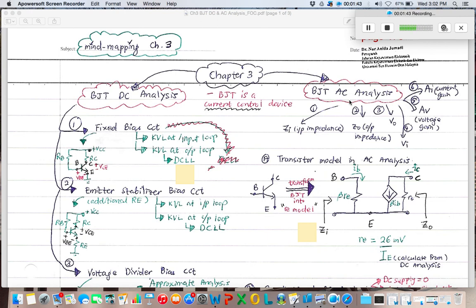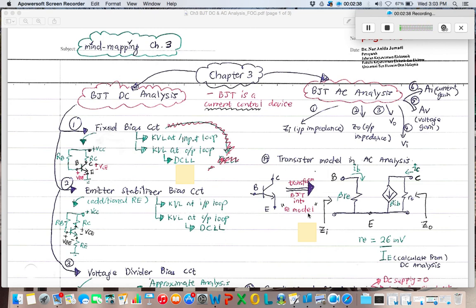In AC analysis, it means that we consider what happens when the input supply for fixed bias, emitter or voltage divider are in AC mode. Like in BJT DC analysis, we assume that the BJT is there with terminals B, C, and E, and you can straight away calculate the KVL at the input and output loop sections. However, in BJT AC analysis, you need to first transform the BJT into the re model. So in AC analysis, there is a transistor model. We call it the re model.